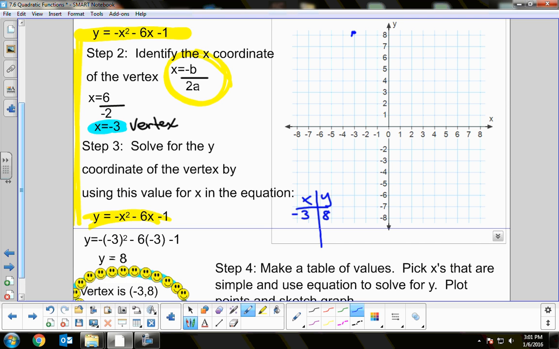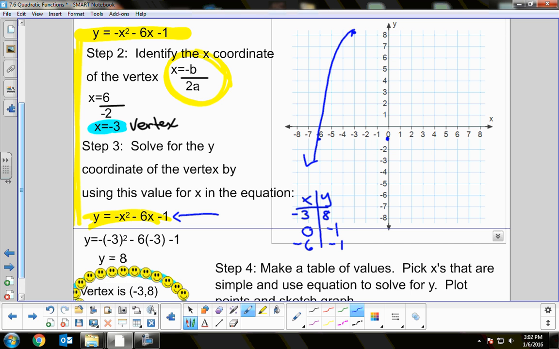And how about some other points? Well, again, if I make x 0 and plug it in right here, what do I get? Y equals negative 1. So I have the point 0, negative 1. But I also have its symmetric point. You see, this was over to negative 3. That's 1, 2, 3 units over. So 1, 2, 3 units over at negative 6, it's also going to be negative 1. So now I have these 2 points.